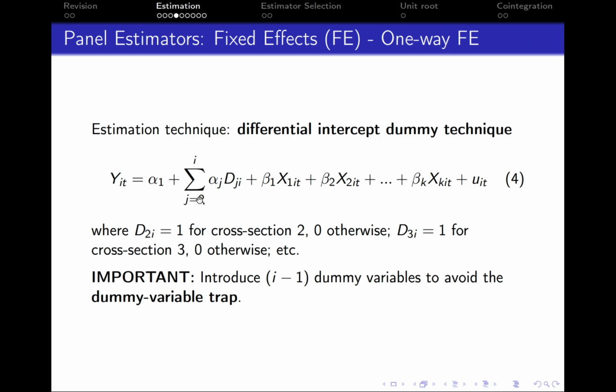For example, d2i is equal to 1 for cross-section number 2 and 0 otherwise, d3i is equal to 1 for cross-section 3 and 0 otherwise, etc. And the rest is the same. So if you would like to estimate a one-way fixed effects model, then this is the way to do this. So please assign the dummy variable for each intercept with the exception of the first one, and we avoid adding the dummy variable for the first intercept so that we don't fall into the dummy variable trap.